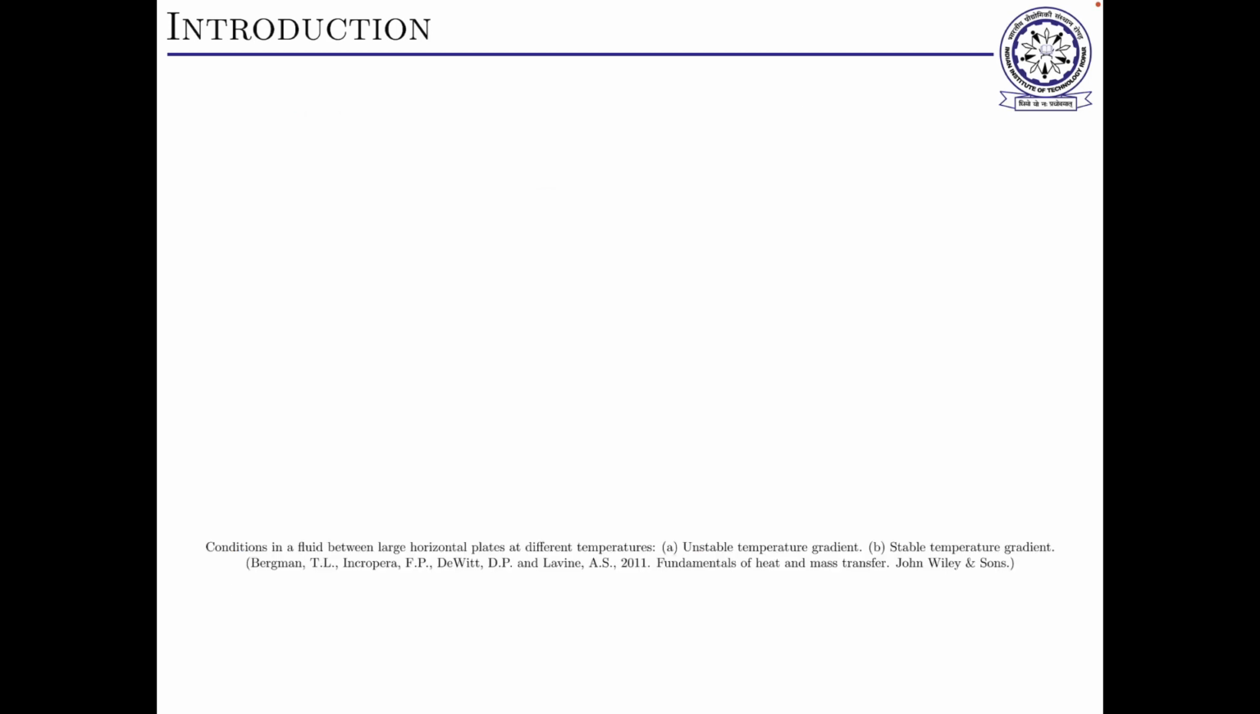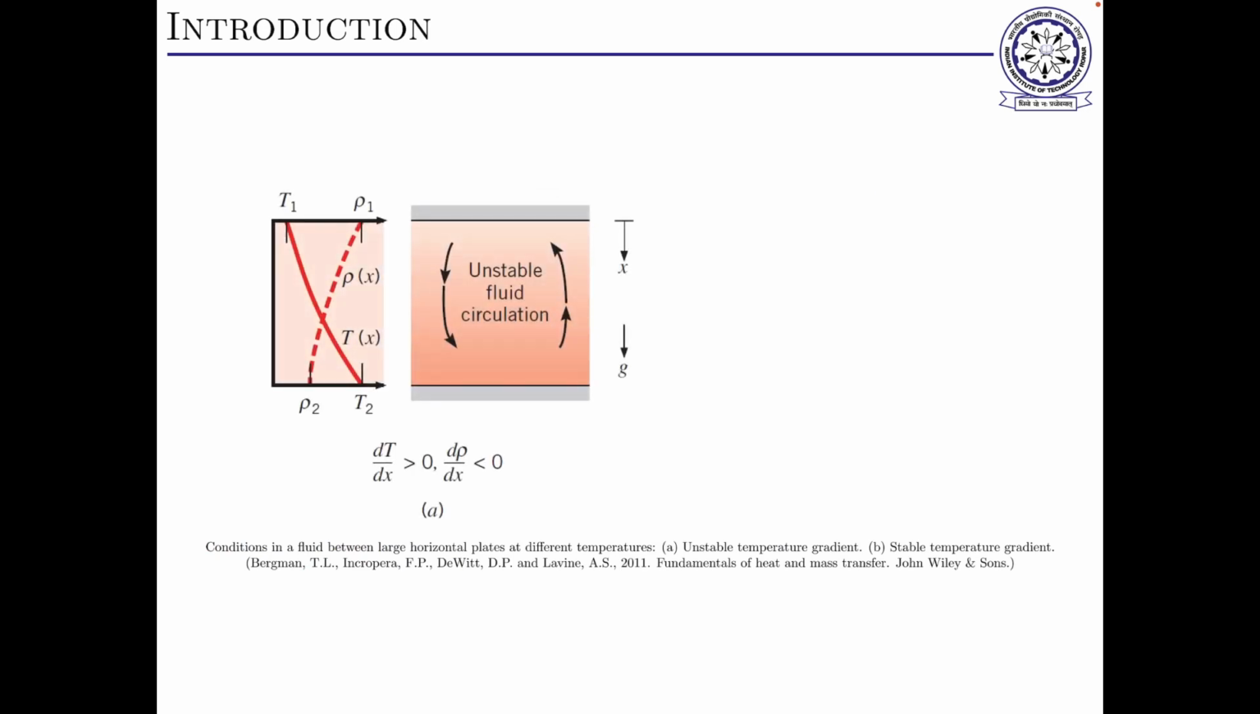The mechanism behind this has two cases. The first case is where the bottom surface is hot and the top surface is cool. So the density at the bottom will be very low because the fluid has expanded, and at the top the density is high. So the heavy thing is at the top and the light thing is at the bottom. This is sort of an unstable situation. Usually the heavier thing is at the bottom.